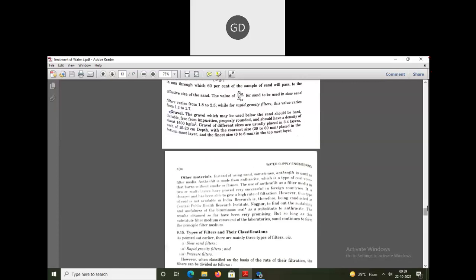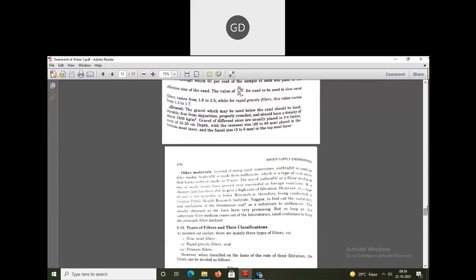Again for the gravel that is used below the sand, it should be very hard and durable. It should also be free from impurities. It should be properly rounded. It should have a density of about 1600 kg per meter cube. So the gravel should be hard, durable, free from impurities, properly rounded, and have a density of about 1600 kg per meter cube.